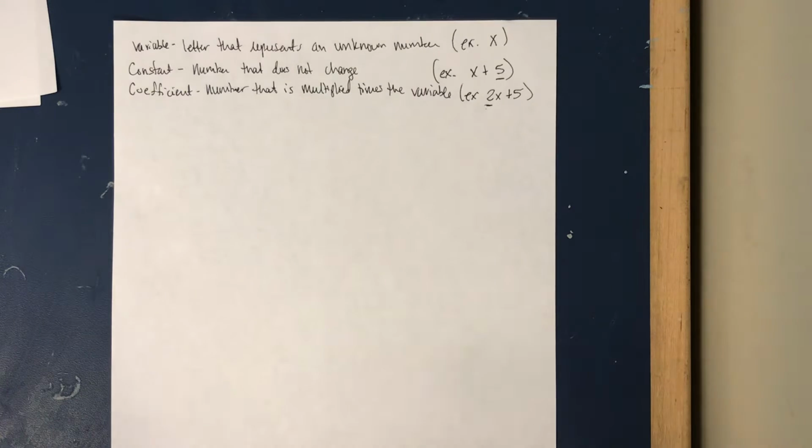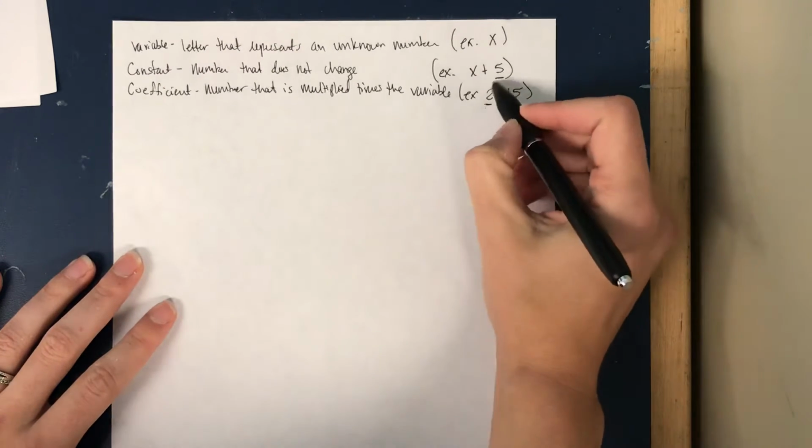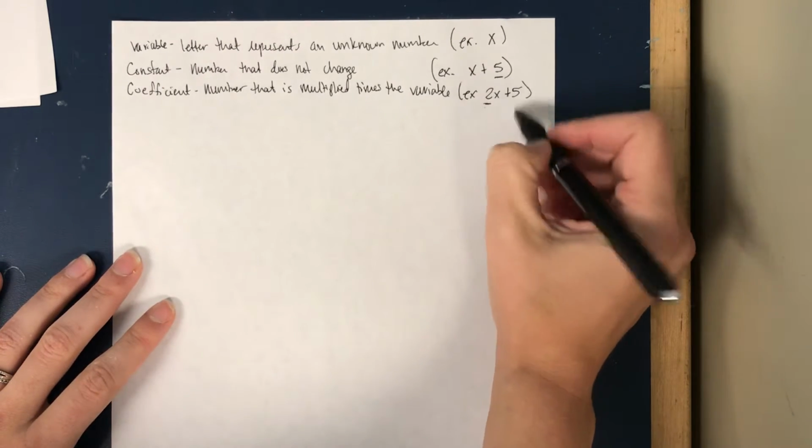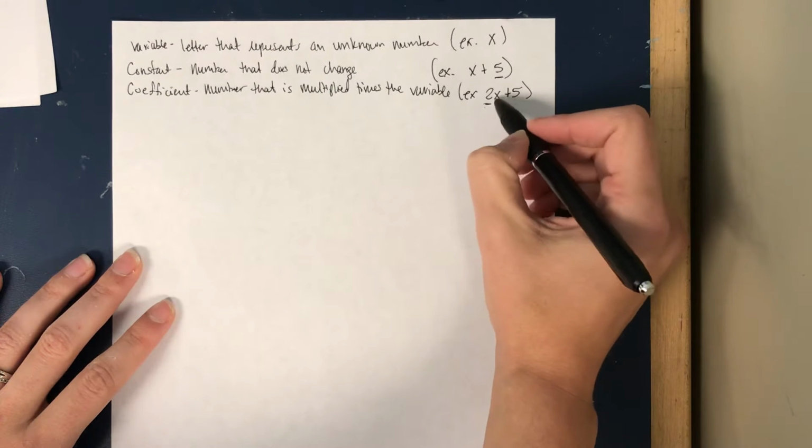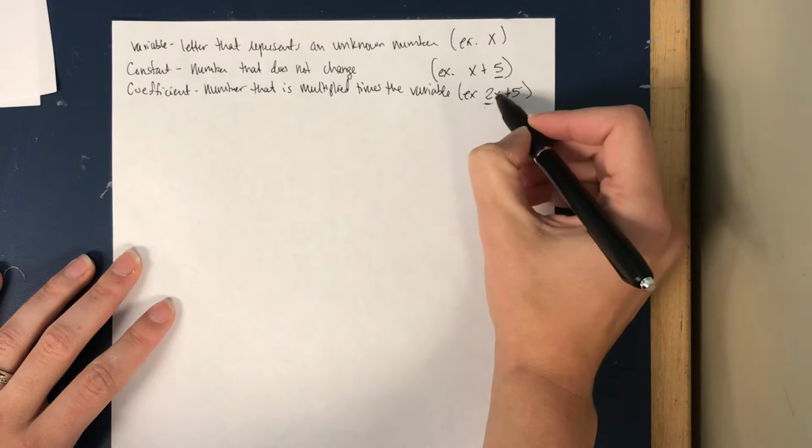If we talk about terms, a term is going to be the different parts of your equation. So this is one term and this is another term. They're usually separated by plus and minus signs. Notice how the 2 times x is still just one term.